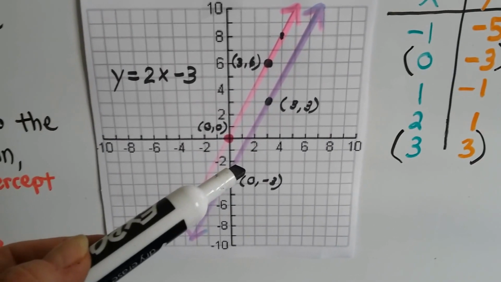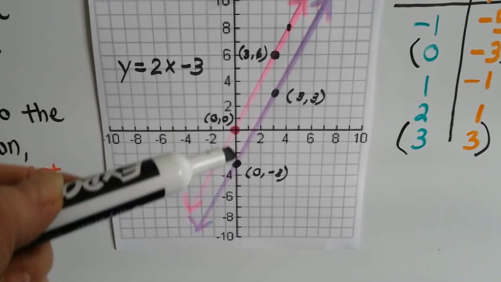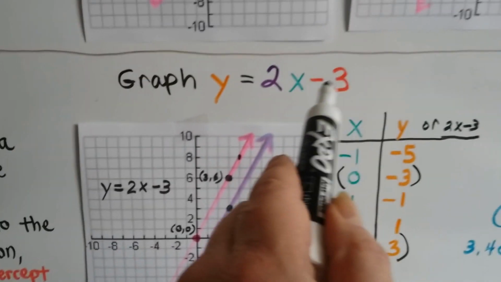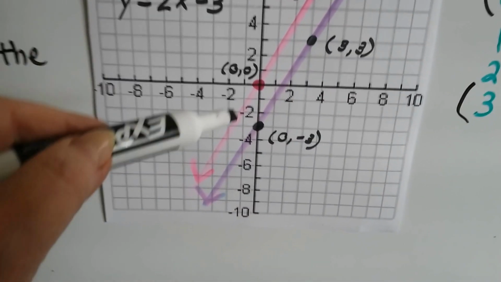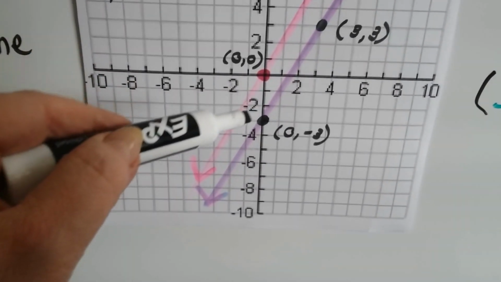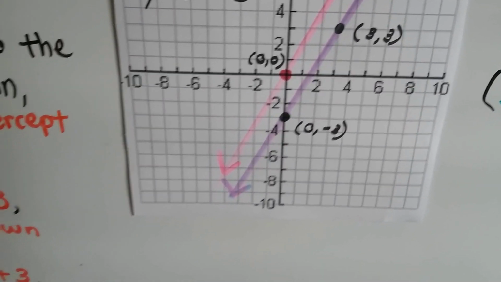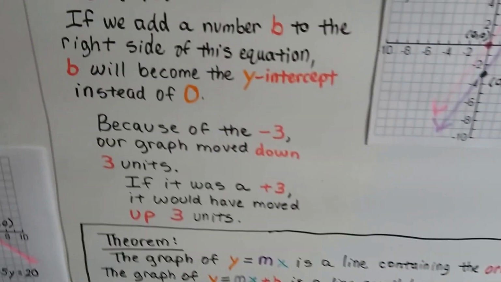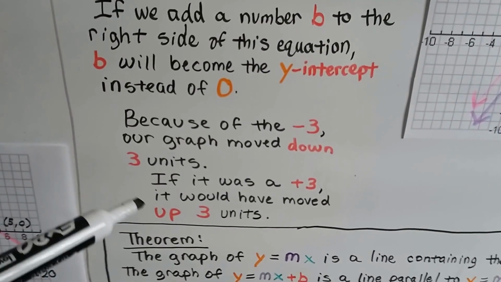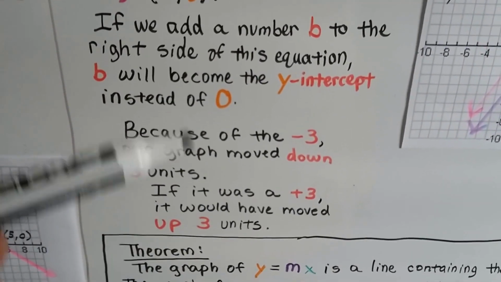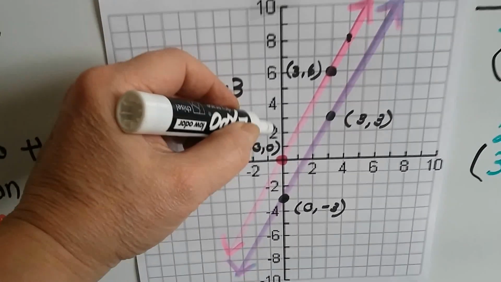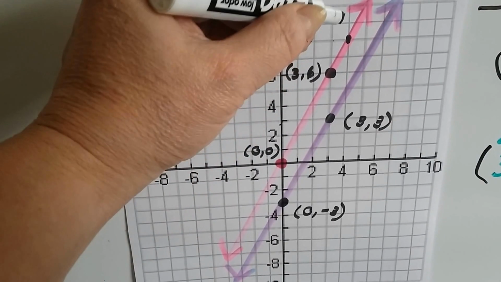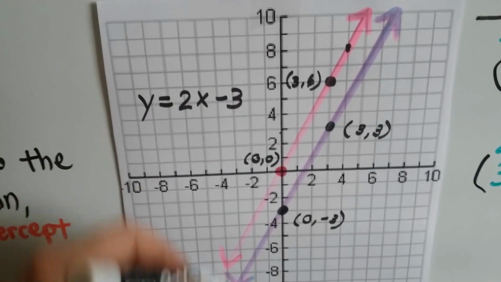All this purple line did was shift down 3. See? It went down minus 3 spaces. It went down minus 3 units. 1, 2, 3. If this was a plus 3, then our purple line would have moved up 3 units from the pink one. If it was a plus 3, we would have been up here, and the purple line would have been above the pink line. See?